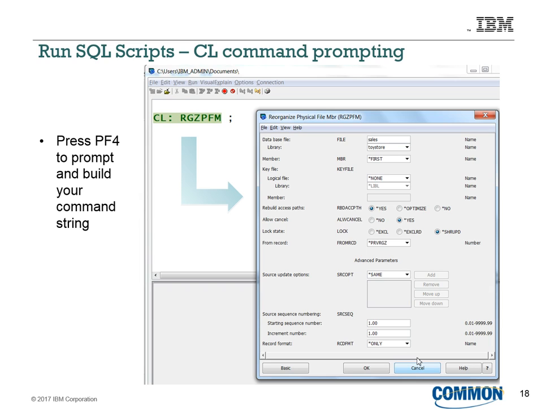But first, Run SQL Scripts. This one almost always gets a wow because people didn't realize we had this capability. You can interlace commands in with SQL statements within Run SQL Scripts. You just prefix it with CL colon, put the command, and then a semicolon after.